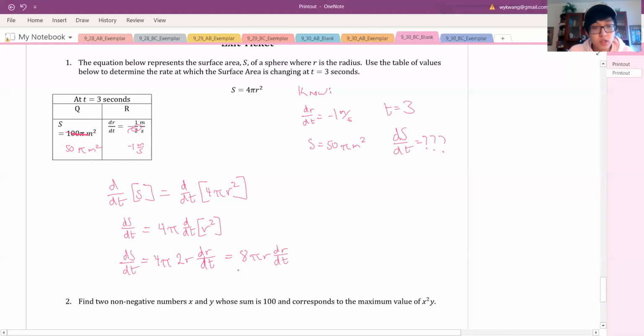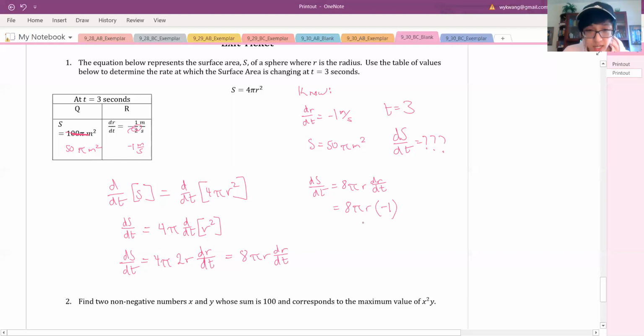Cool. So let's just solve. I know I'm trying to solve for ds over dt, right? And that's equal to 8 pi r dr over dt. So I'm going to make that more obvious. ds over dt is equal to 8 pi r dr over dt. And that's going to equal 8 pi r. Let's plug stuff in. dr over dt is -1 meters per second. So I'll just write -1. Okay, but I don't know r.